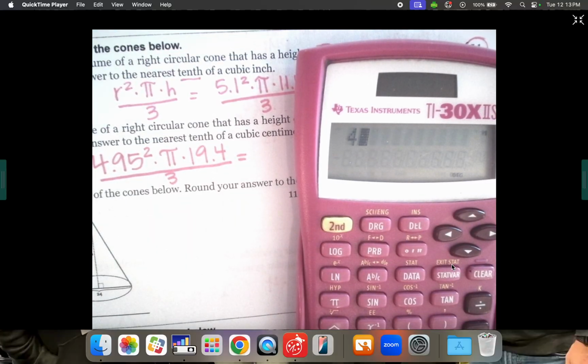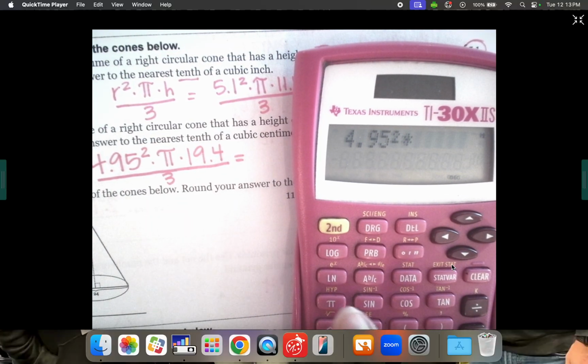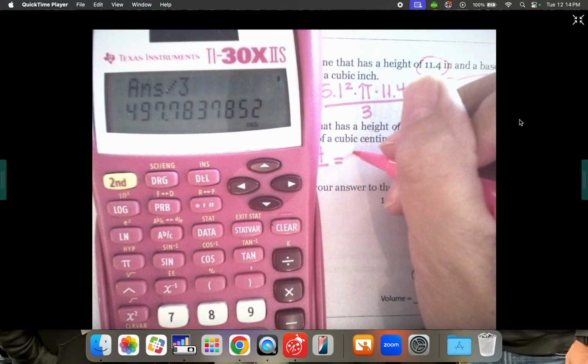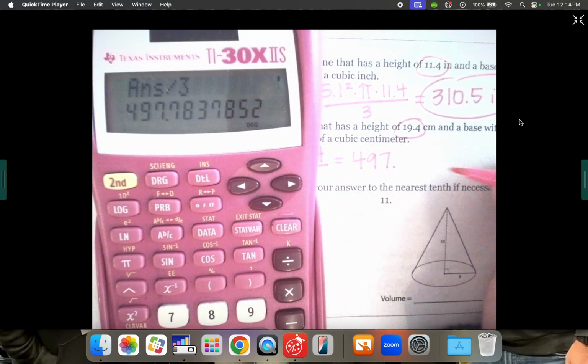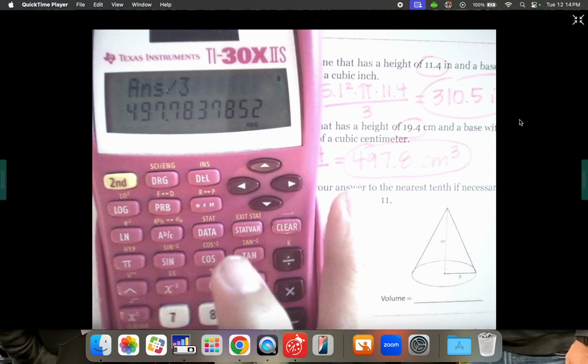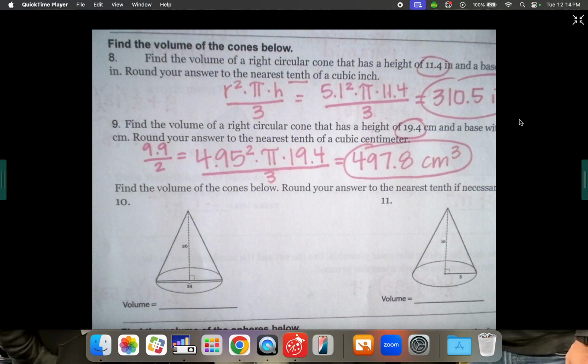All right. So 4.95 squared times pi times the height, which is 19.4, equals, divided by 3, equals 497. That 8 is going to round the 7 up to an 8. All right, and then you've got two to practice that just give you a picture.